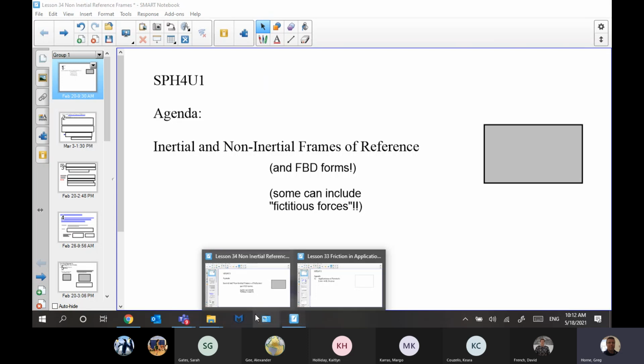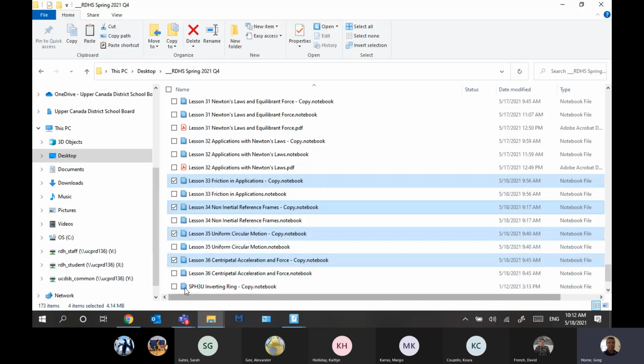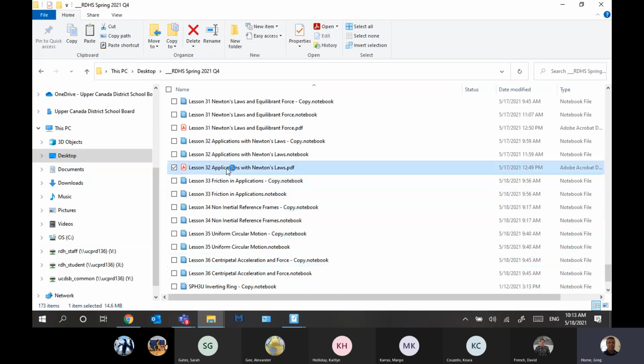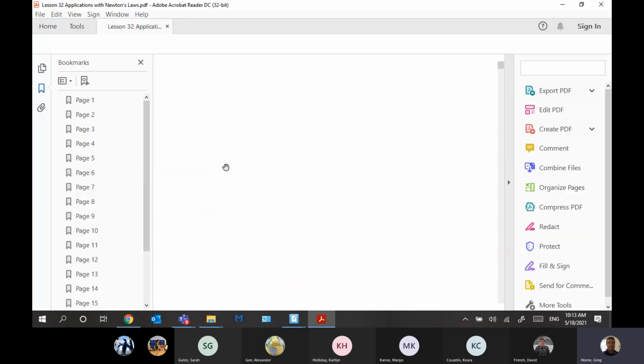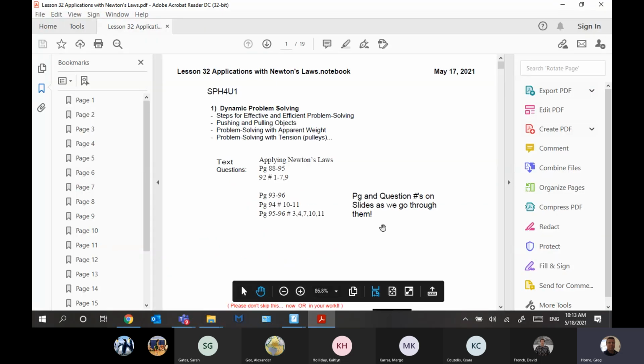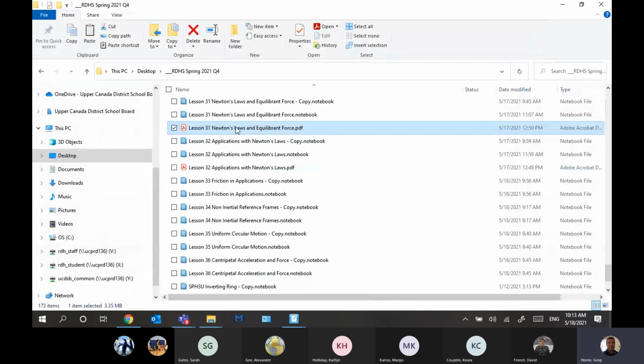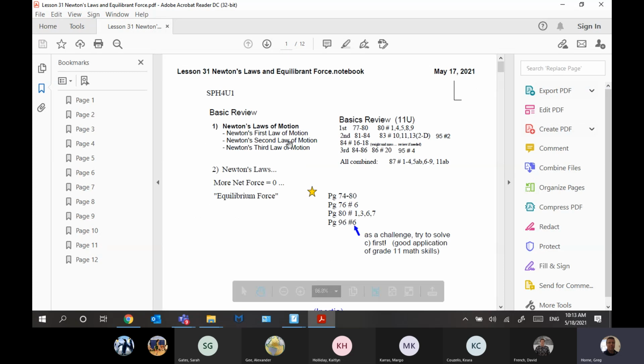So I hope you're looking at the lesson yesterday. I'll just load this up because it'd be quicker. Where your priority, of course, was tackling, is that the one? That's not the one I was thinking of, I guess. Must be this one. Priority was tackling the equilibrium force stuff, this with a star.